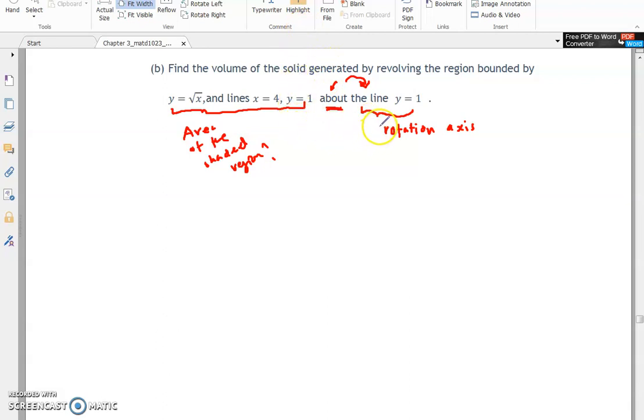And here you need to do some correction, which is it will rotate about the line x equals 4, not y equals 1. So please make sure you do the correction on that part. Okay, next we are going to sketch the graph.